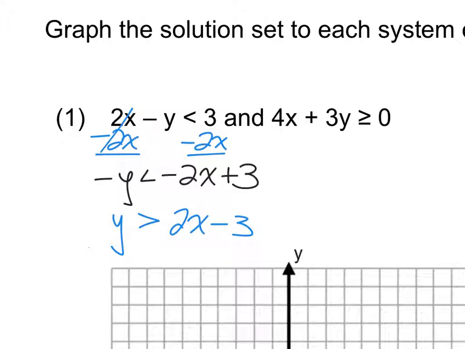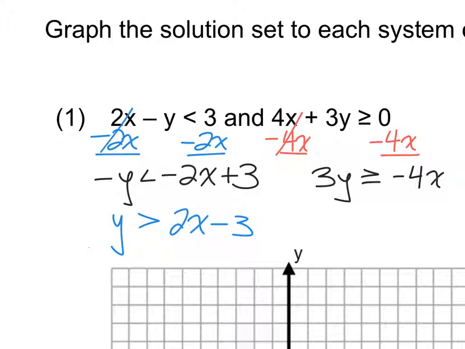It's up to you if you want to graph that first, or if you want to get all the algebra out of the way when you do it on your own. Right now, it's up to me, and I'd like to get the algebra out of the way. So I'm going to subtract the 4x. So 3y would be greater than or equal to negative 4x, which would make y greater than or equal to negative 4/3 x.